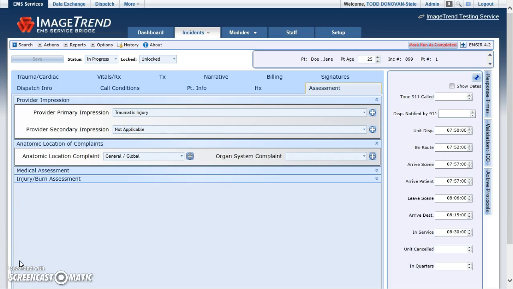The best way I remember how to use the primary impression is just to think, okay, my primary impression is what I'm going to treat them for. So in our last example, where we used breathing difficulty, I'm not going to treat them for the breathing difficulty as much as I was going to treat them for the anaphylaxis.